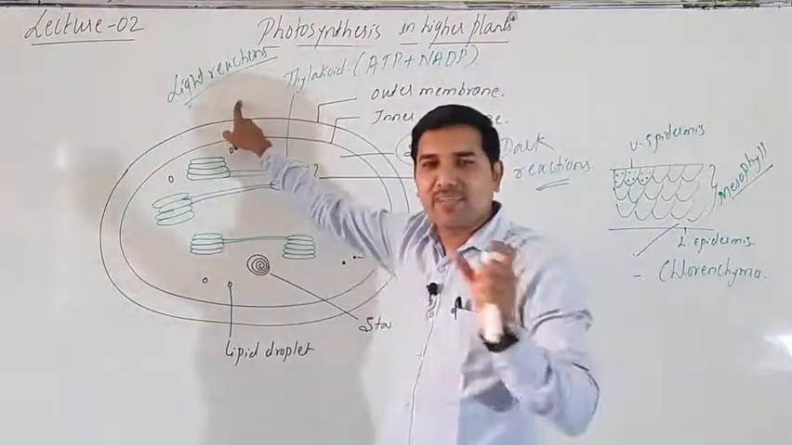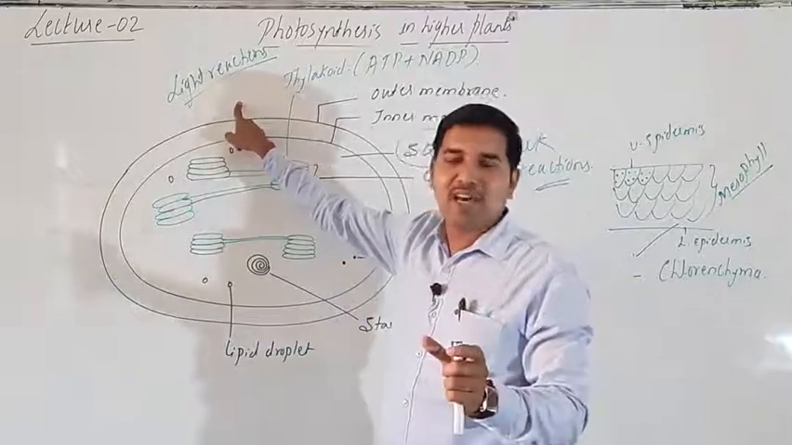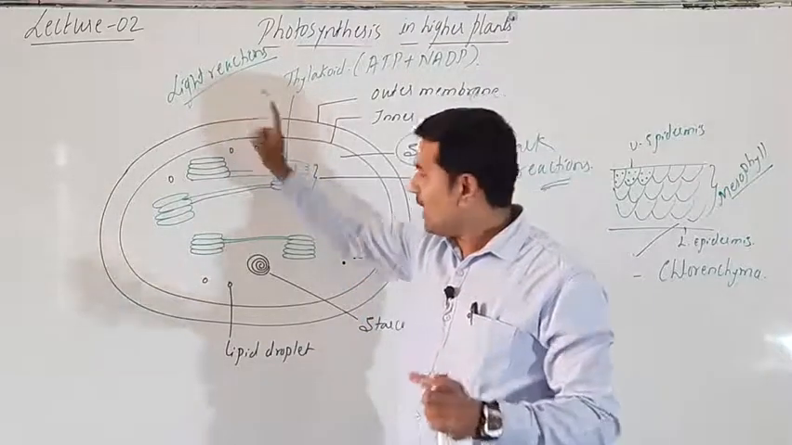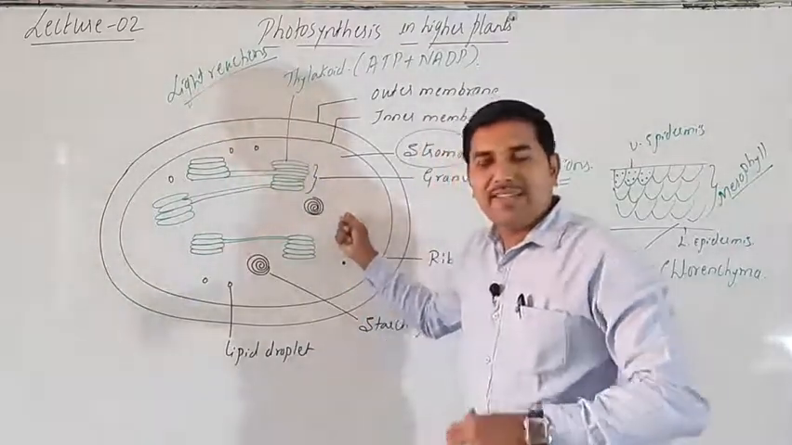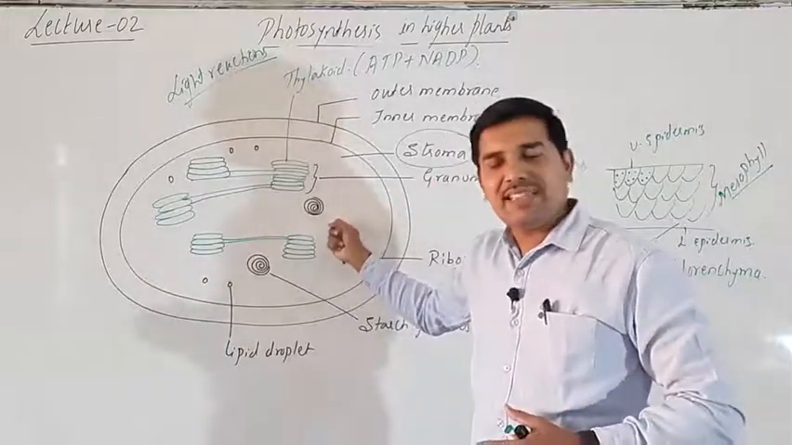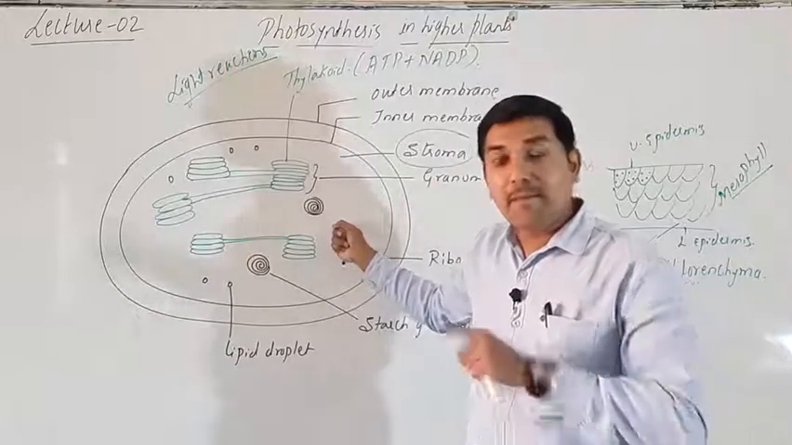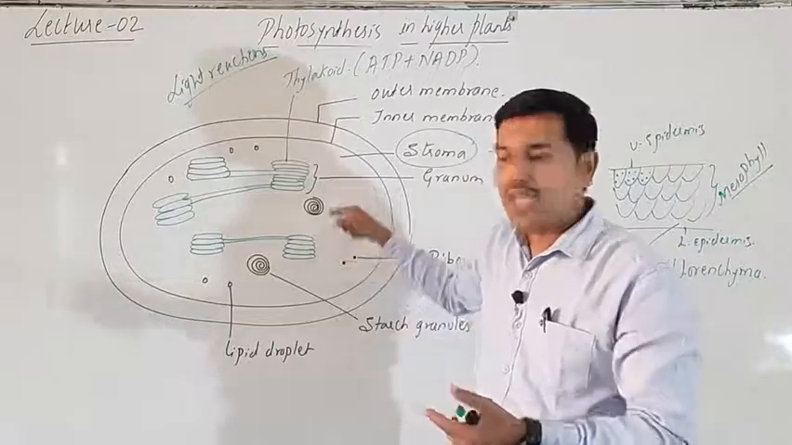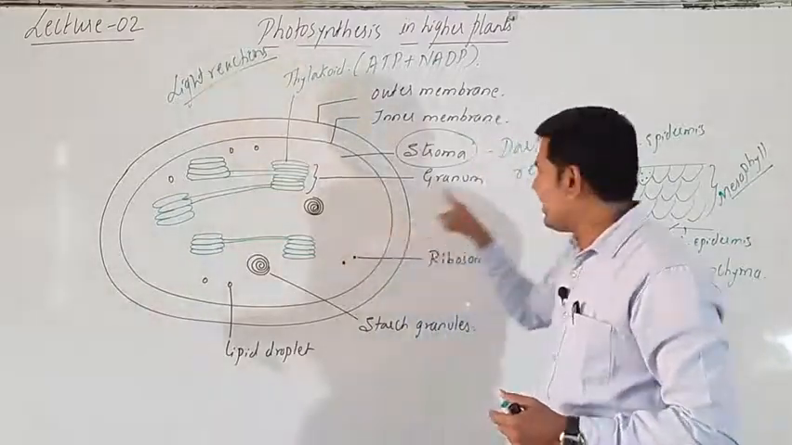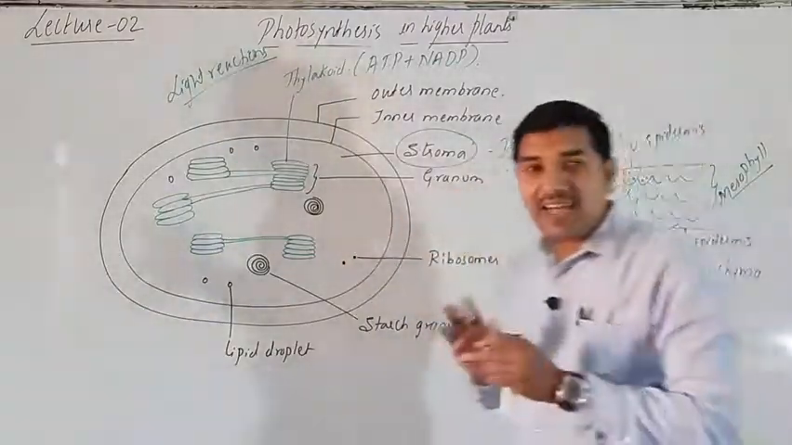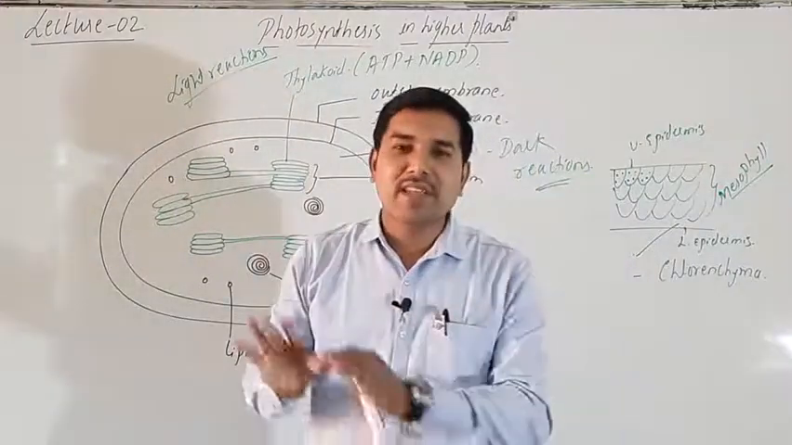That's why the reactions which occur in the membrane of the thylakoid are said to be light reactions. While in the stroma, there is an enzymatic process where a cycle occurs, by which the food is produced, and those reactions are said to be dark reactions. Dark reaction doesn't mean that it takes place in night time.